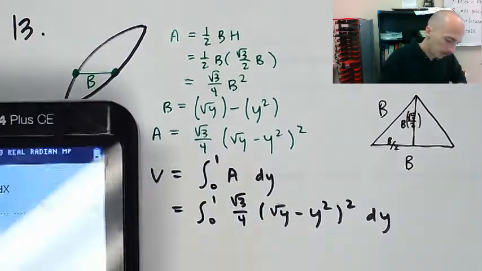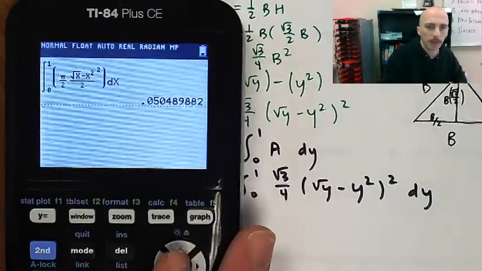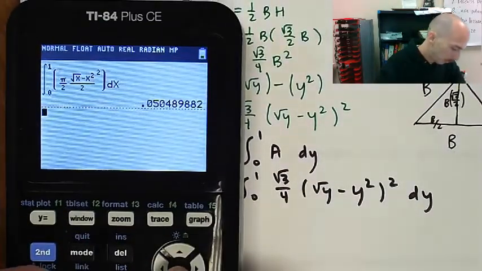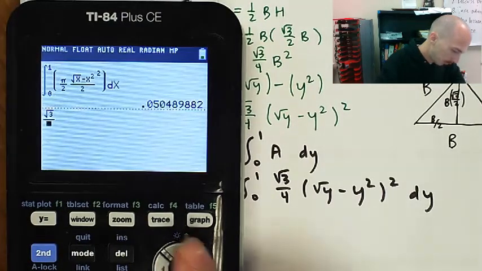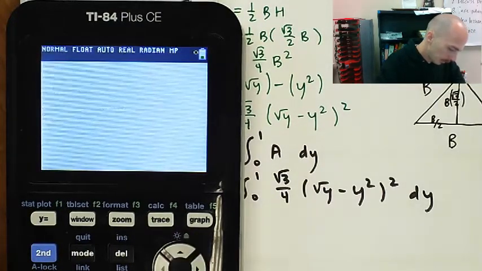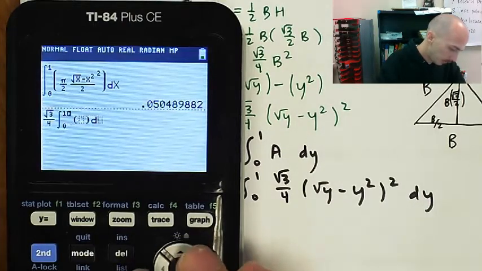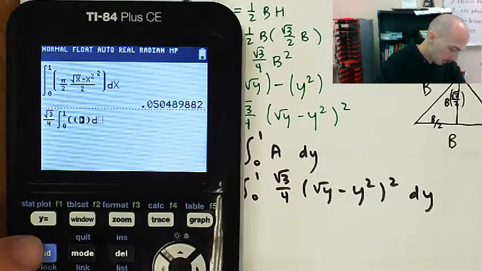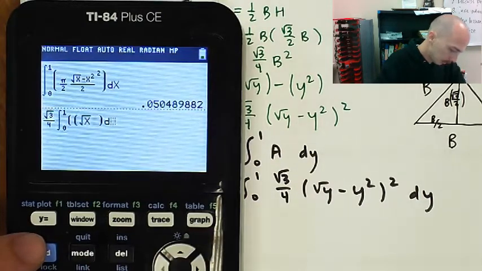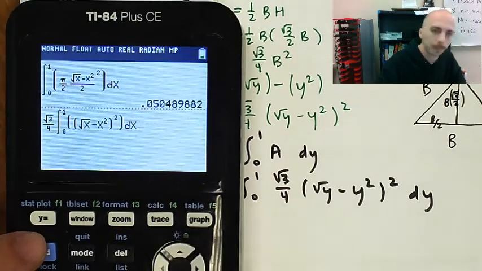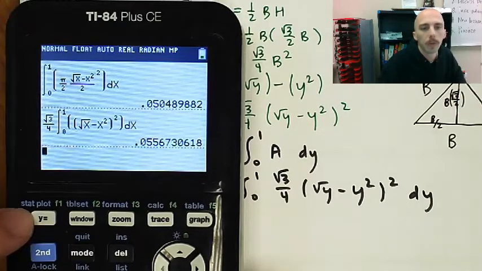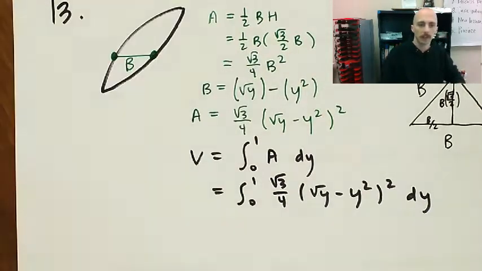So I'm going to go over here, and I'm going to just make that happen. I'm going to factor out the root 3 over 4. Root 3 divided by 4 multiplied by the integral from 0 up to 1 of square root of y minus y squared, squared dy. I get 0.556.